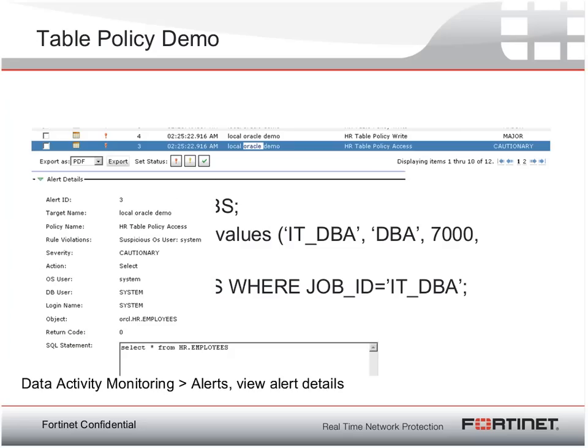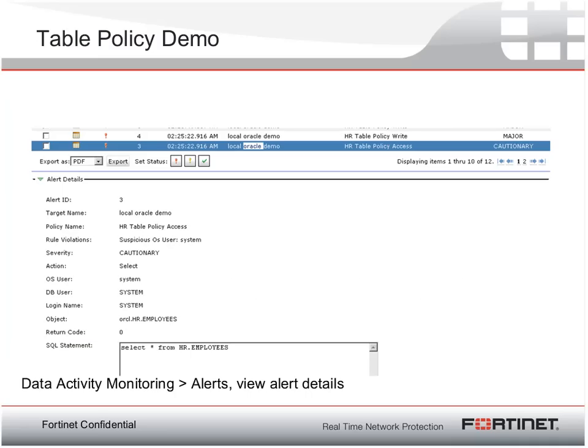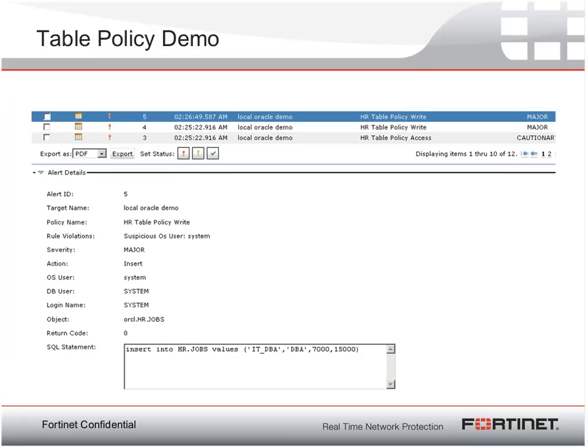Here I see in my logs the HR table policy access. I see here this was the access, and here I see the statement that was sent. This is just an alert message, but I could generate a notification for this. There could be an SNMP trap, an alert mail, or something like this generated from this message. I also have the insert statement, so a write, a modification, and here I see the insert statement that was captured.